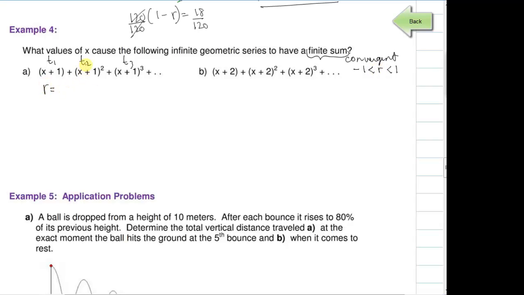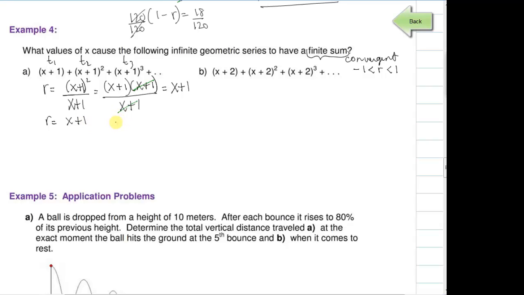So we're going to find r by going t2 over t1, so x plus 1 squared over x plus 1. And let's just write out the numerator as x plus 1 times x plus 1. And you can see that you can reduce one x plus 1 from the numerator with the denominator, and that leaves you with x plus 1. So now you know that r is x plus 1.